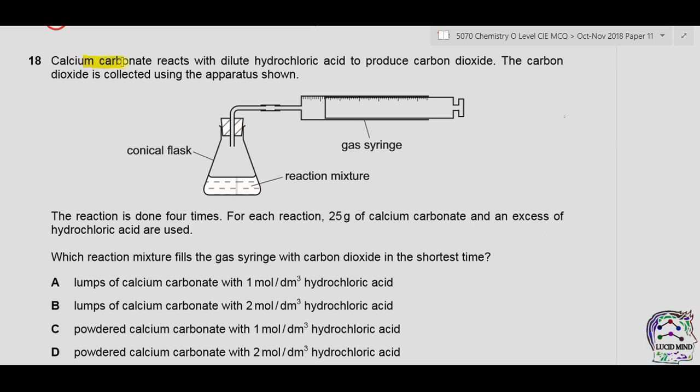Question 18. Calcium carbonate reacts with dilute hydrochloric acid to produce carbon dioxide. The carbon dioxide is collected using the apparatus shown. This is the apparatus. We have a gas syringe that is required to collect CO2 gas. We have a conical flask and the reaction mixture is present in the conical flask. The reaction is done 4 times. For each reaction, 25 grams of calcium carbonate and an excess of hydrochloric acid is used. Which reaction mixture fills the gas syringe with carbon dioxide in the shortest time? So we have to find out the reaction rate. So the fastest reaction rate would be the answer.